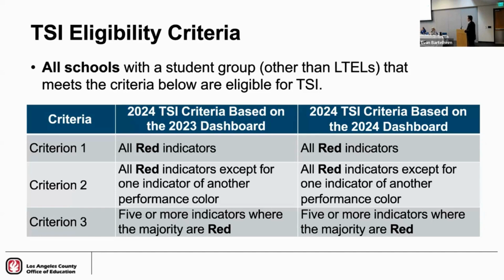And we saw this a lot last year. You may have a very small population that they only generated one indicator. If that indicator is red, you've met criterion 1. So we know how it works. You know, it's often those small groups that trip you up, but just be aware of those moving forward.